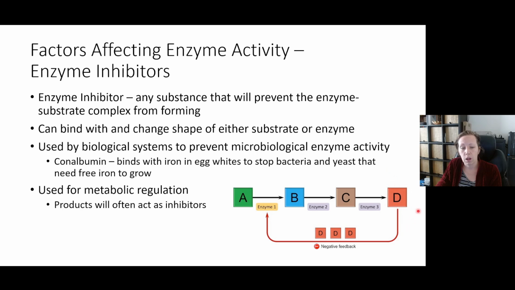Well, if the level of this third product is above a certain concentration, it's going to react with this first enzyme and prevent this A to B reaction from happening. And this is called a negative feedback loop. And it's very common in biological reactions. And the main goal is that you don't want to produce too much of this. It helps produce only what is needed.